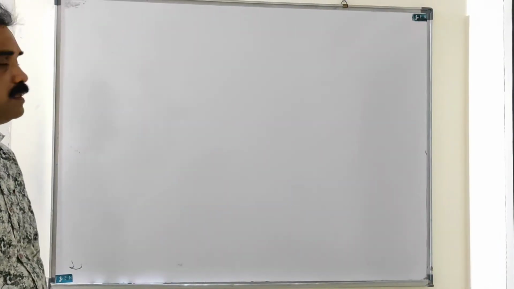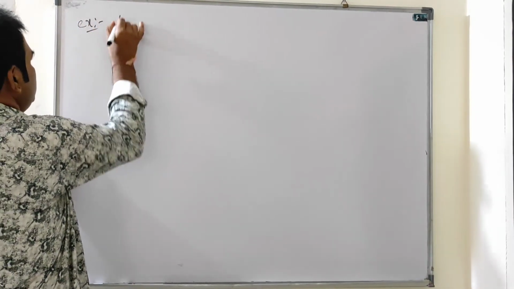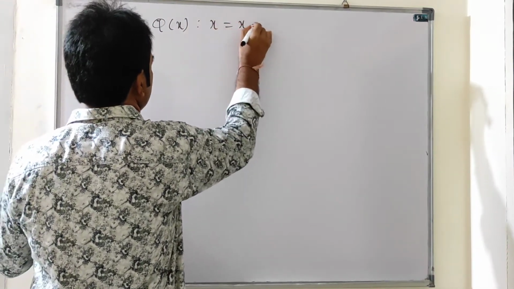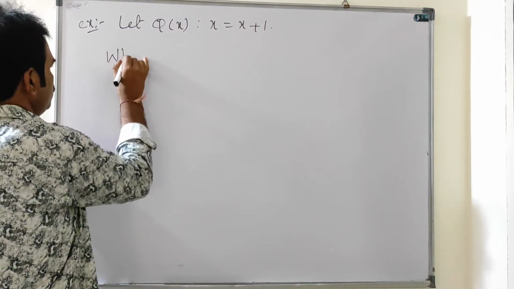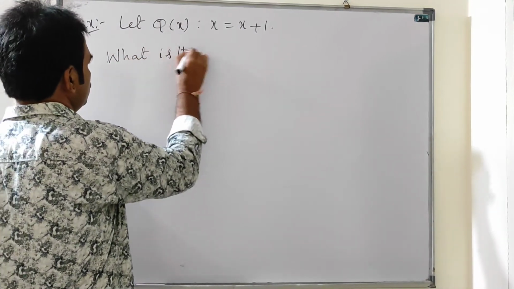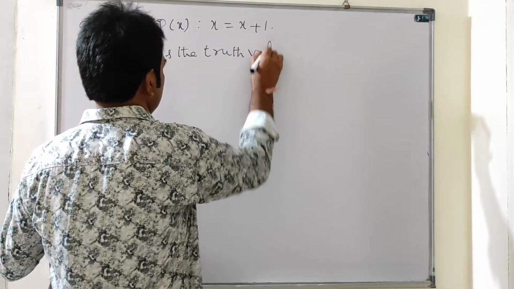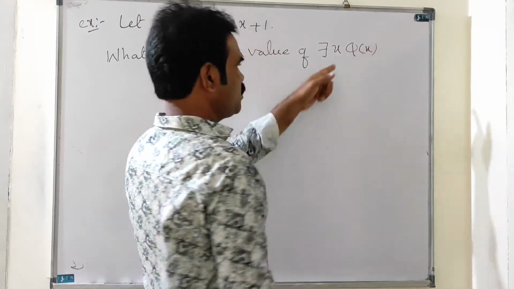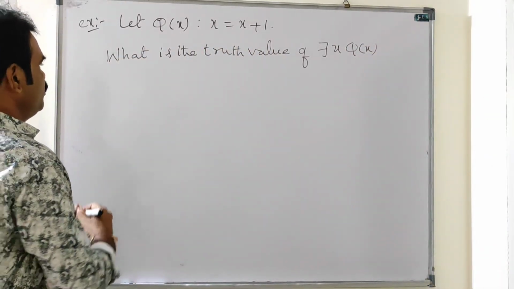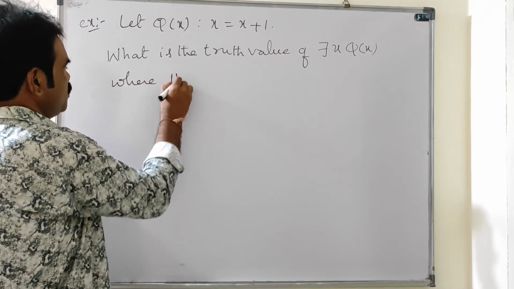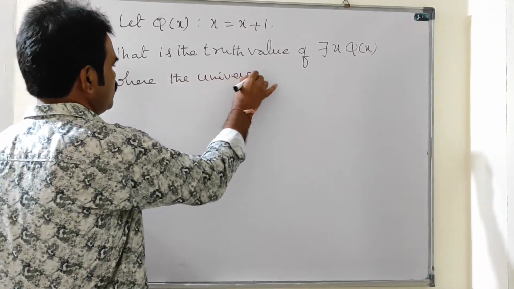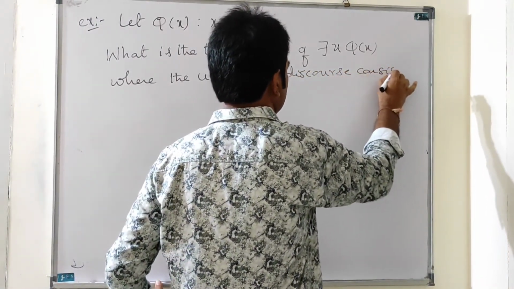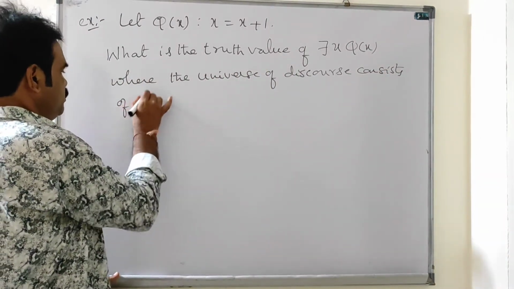Okay, see the next example. Let Q of x denote the statement x equal to x plus 1. What is the truth value of there exists x Q of x? That means existential quantification, where the universe of discourse consists of all real numbers.